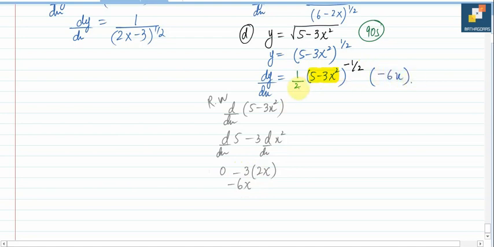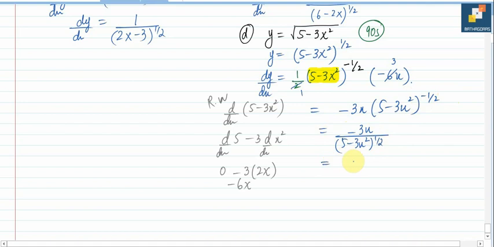Now the final answer is 2 1s are 2, 2 3s are 6. It's minus 3x and 5 minus 3x square with the power of minus 1 upon 2, or minus 3x divided by 5 minus 3x square with the power of 1 upon 2, or you can say that minus 3x divided by the square root of 5 minus 3x square. That is your final answer.